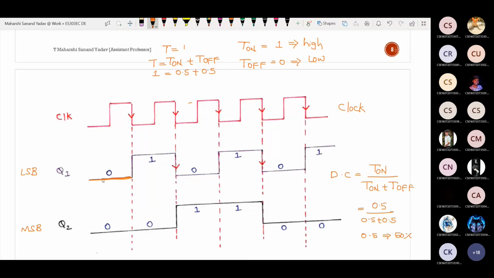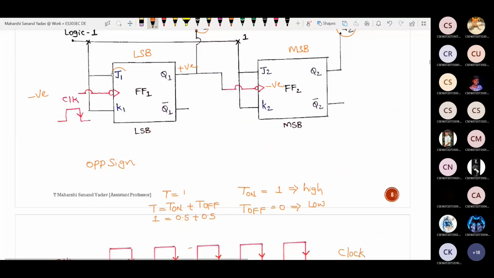I'm taking as 0. Now you can observe here, when J is connected to 1 and K is connected to 1, what will happen? J is connected to 1, K is connected to 1, output will be complement, which is Qn bar. So for this, you need to know the truth table of JK flip-flop, which we already covered. J K Qn+1: 0 0 0, 0 1 1, 1 0 1, 1 1.